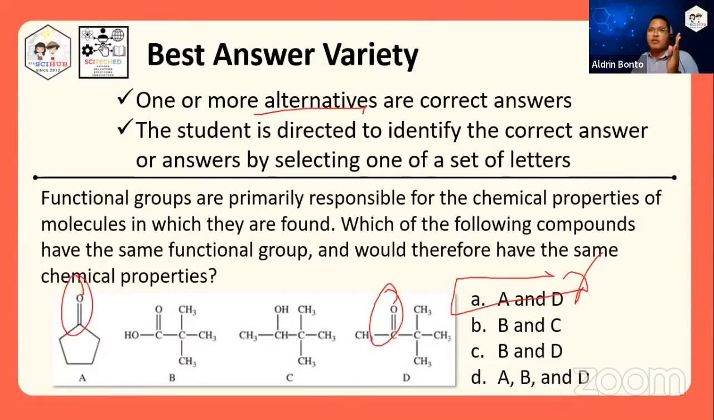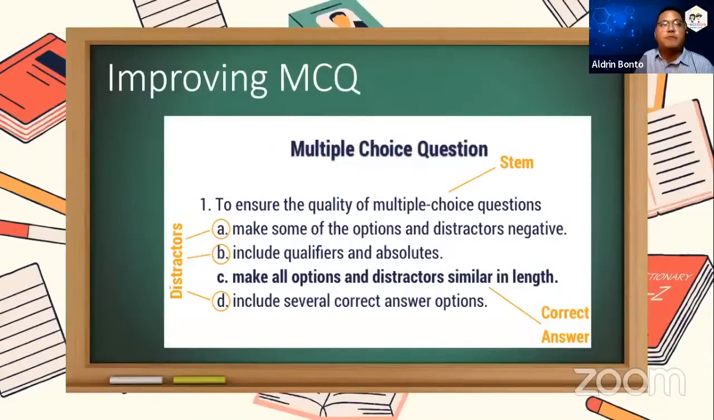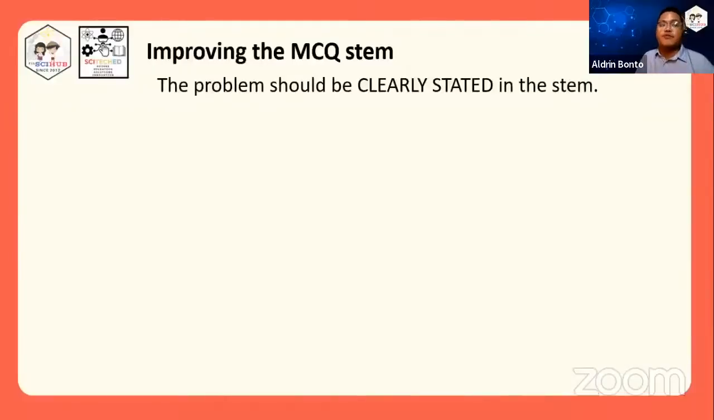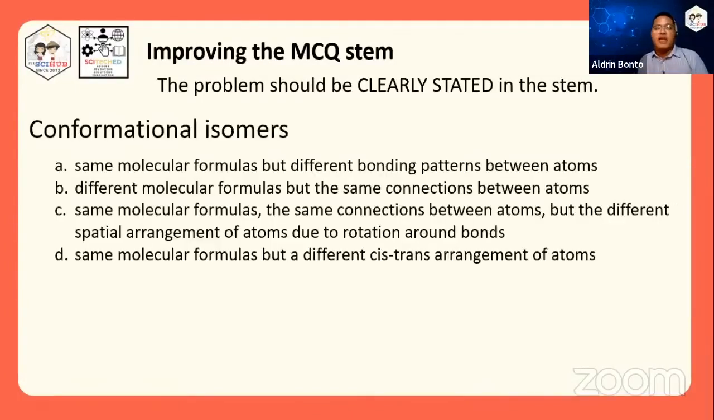Okay, the next part will be how we will improve now our multiple choice test. Okay, so how do we improve our STEM, or how do we improve our distractors or responses? Okay, first, the problem should be clearly stated in the STEM. Eto, most of the time, I experienced this when I was undergrad or high school then. So here we have here the term, the STEM is conformational isomers.